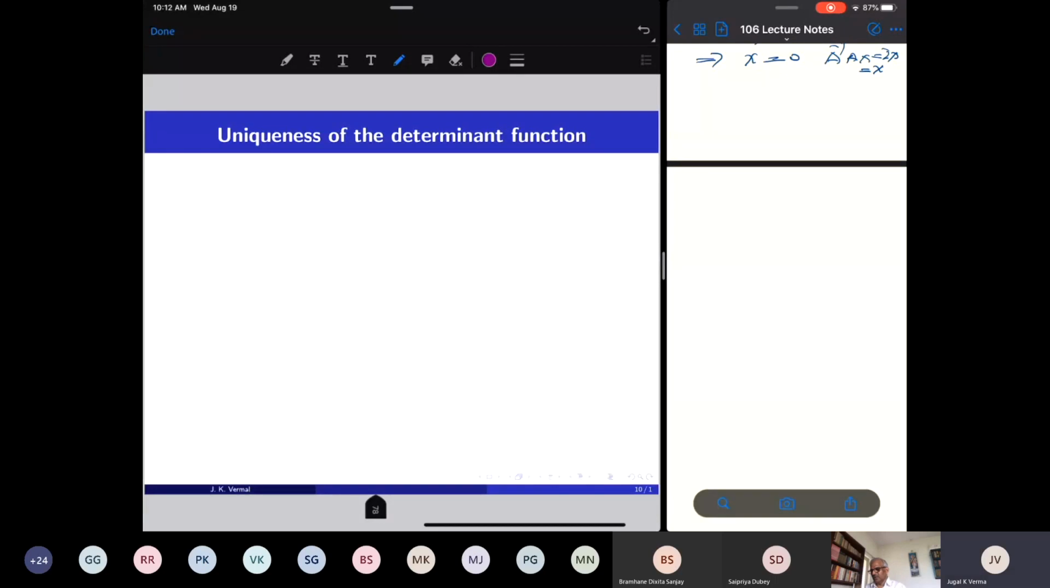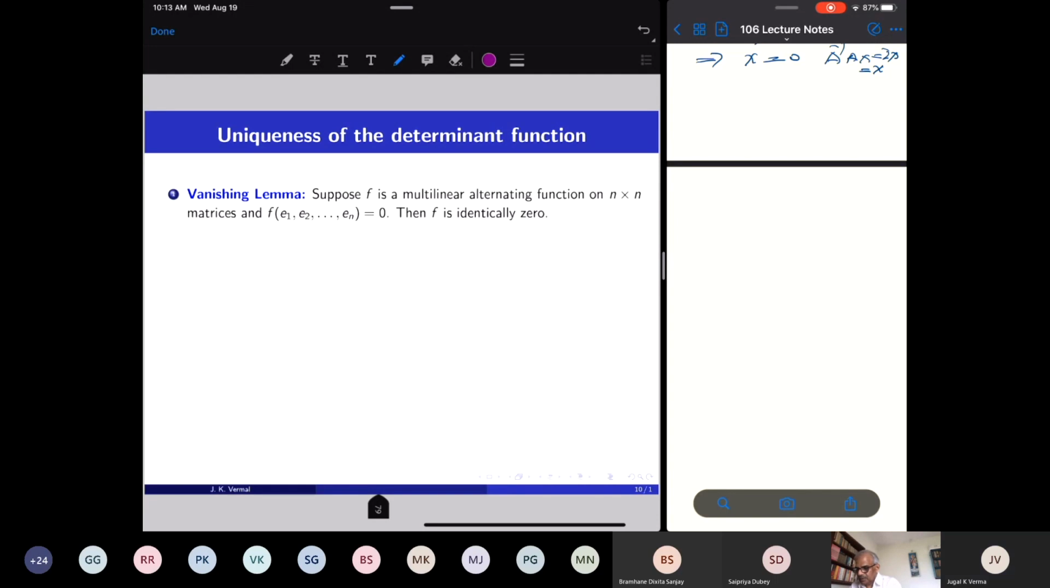All right. So before we write a formula for a determinant function, let us prove that no matter what formula you write, the determinant function is uniquely determined on the space of n by n matrices. Any function which is alternating, multilinear, and normalized is uniquely determined. This we have proved for 2 by 2. We want to now prove it for n by n matrices.